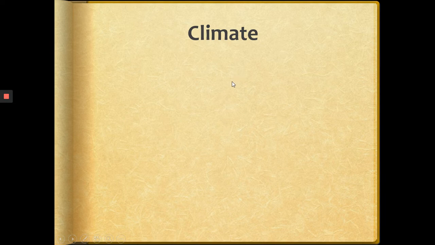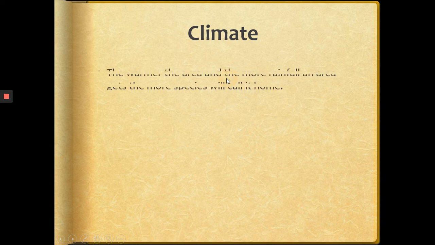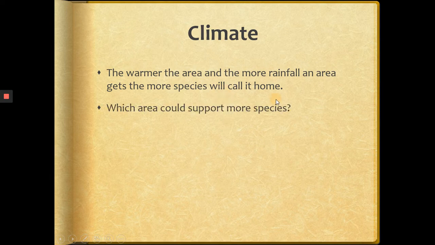Second, should also not be very difficult to understand, is climate. Okay, the warmer the area and the more rainfall it has, the more species call it home. So, for example, which of these two habitats would support more species? So the Mojave Desert or the Appalachian Forest?